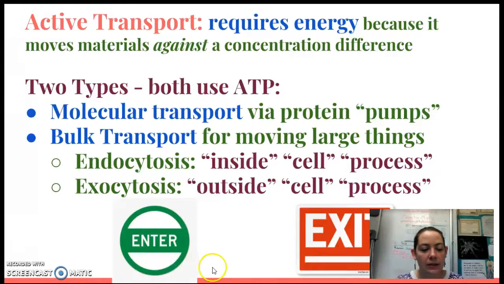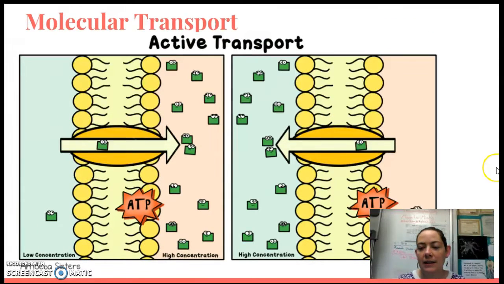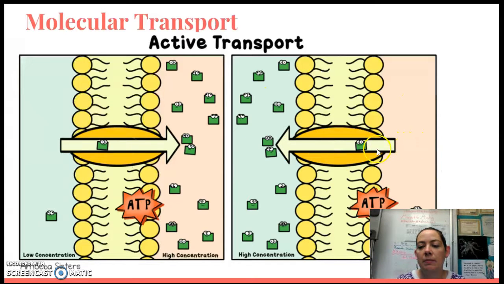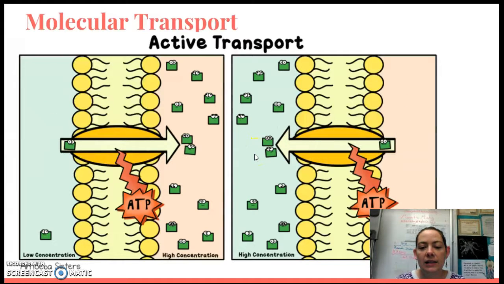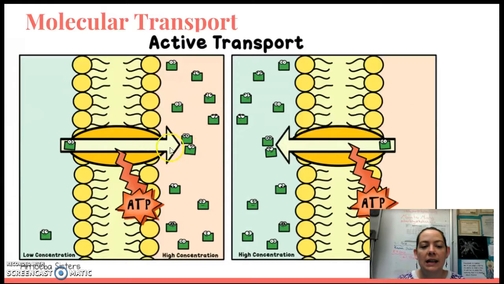We'll take a closer look at those. Here's a fun little animation that shows molecular transport. These little green squares are more concentrated on the outside of the cell than on the inside. But the cell's using ATP to move them from a low concentration inside the cell to a high concentration outside of the cell. And it could also happen the other way. Maybe there's not very many outside the cell, and there's a lot of them inside the cell because this is something the cell really needs. It can also use energy to pump those things in.